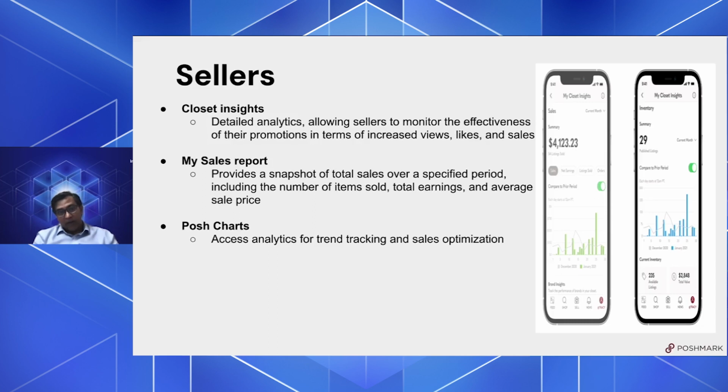We also provide My Sales Report to all our users to understand how their closet is performing, how many items they have sold, and what the average price is. And they can slice and dice the data on our platform itself. We also provide platform-wide analytics so that our users can understand where the inventory gaps are, based on the number of searches users are doing for a certain item, what items they are able to find, and what items they are not able to find. All of that is available to our users through a solution called Poshmark that is available on our homepage.